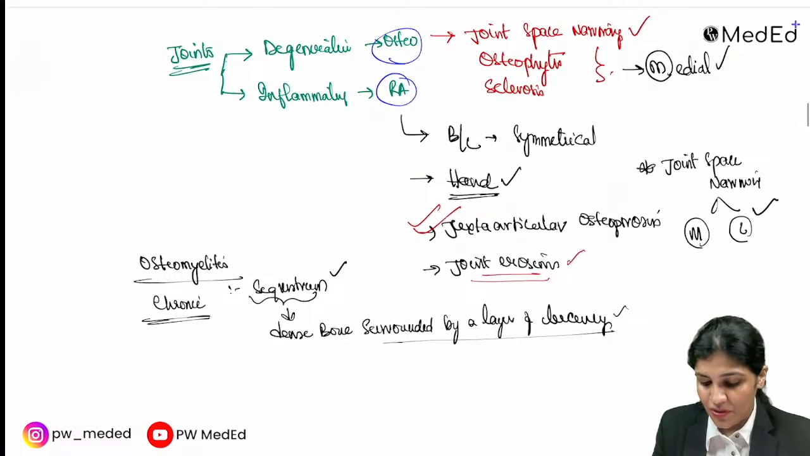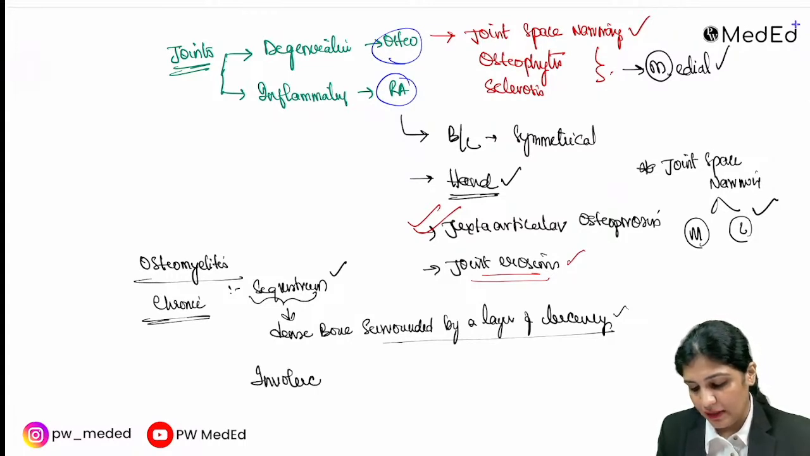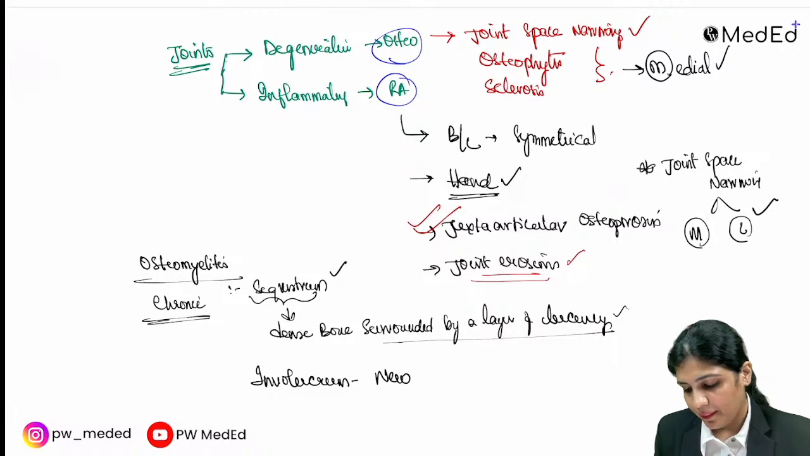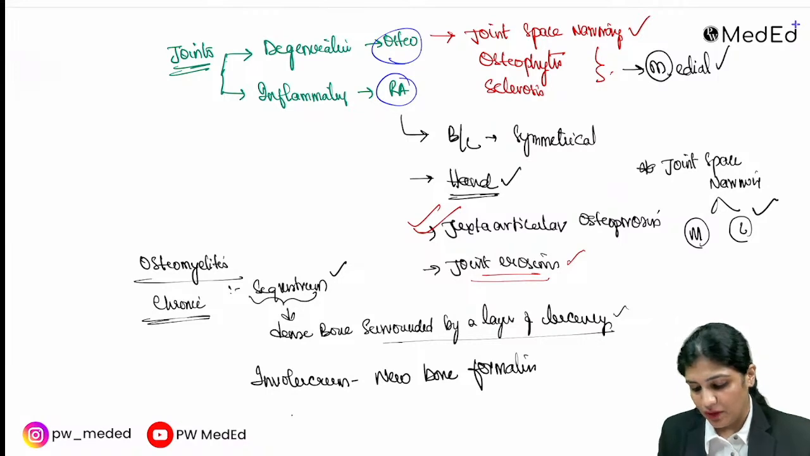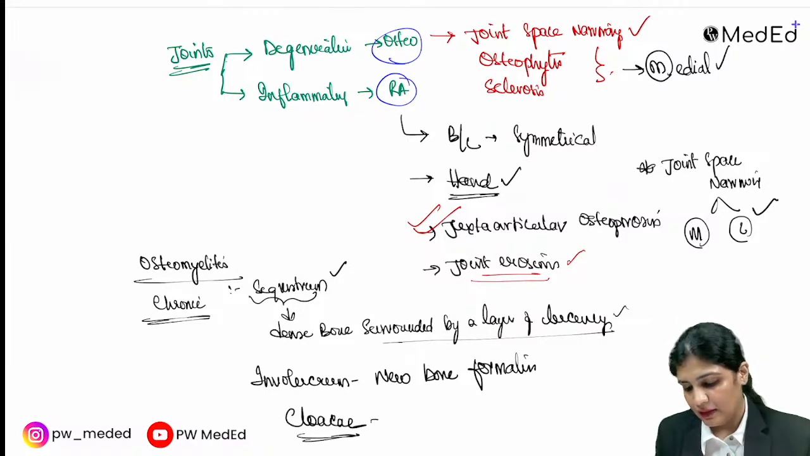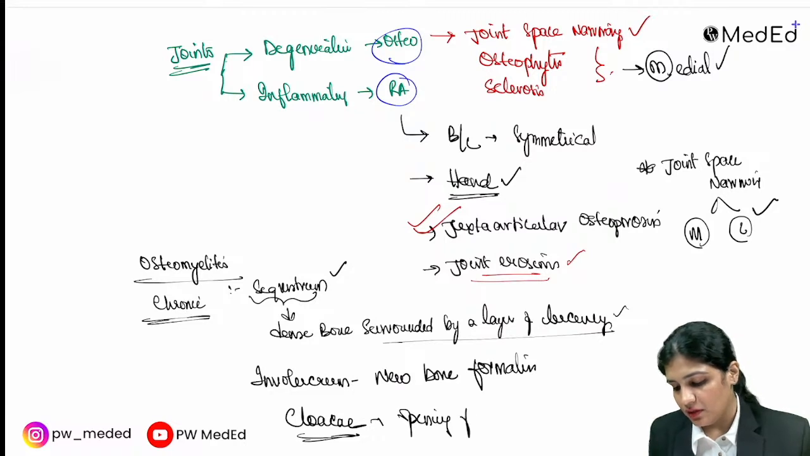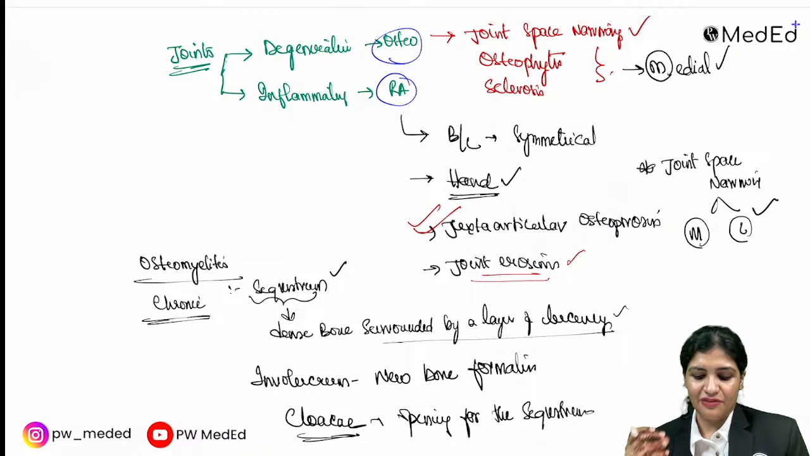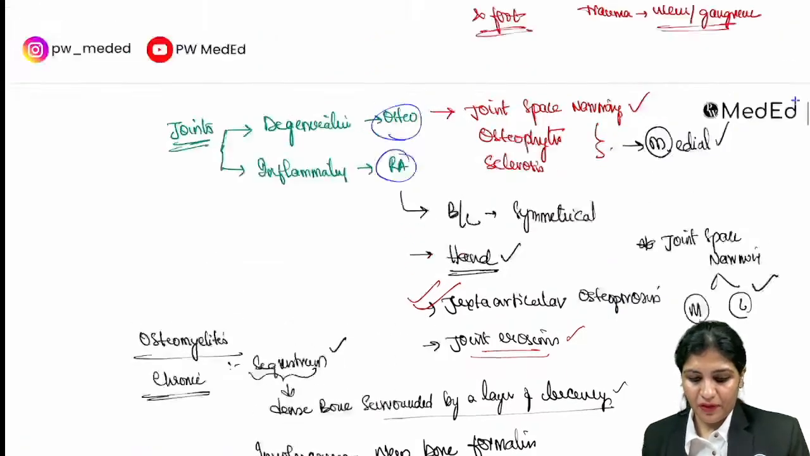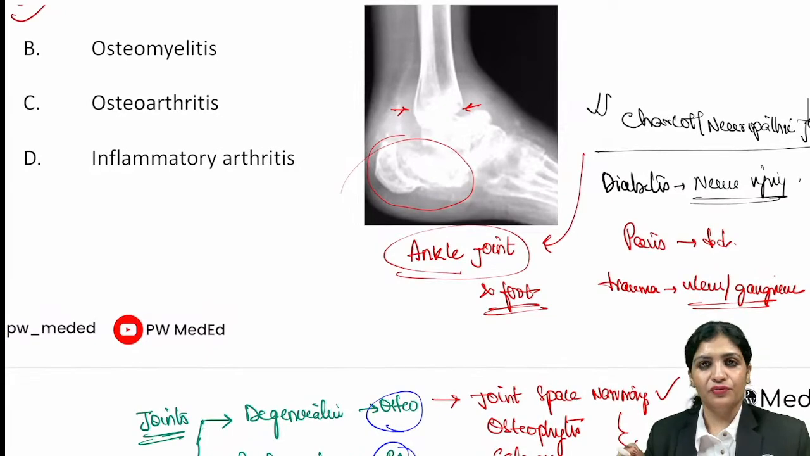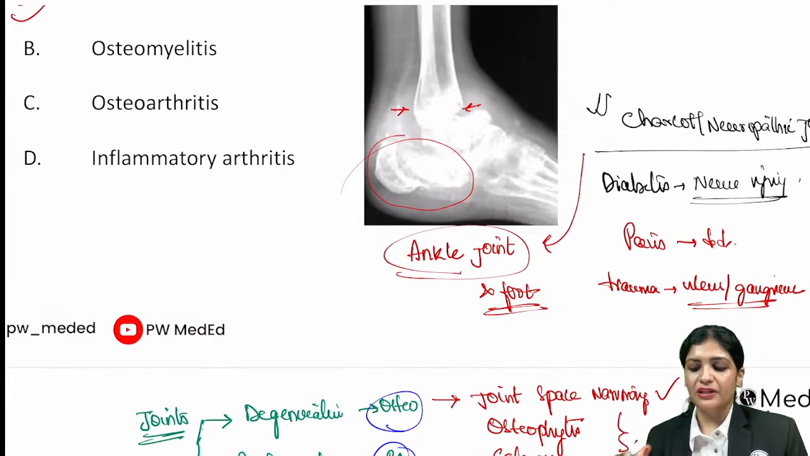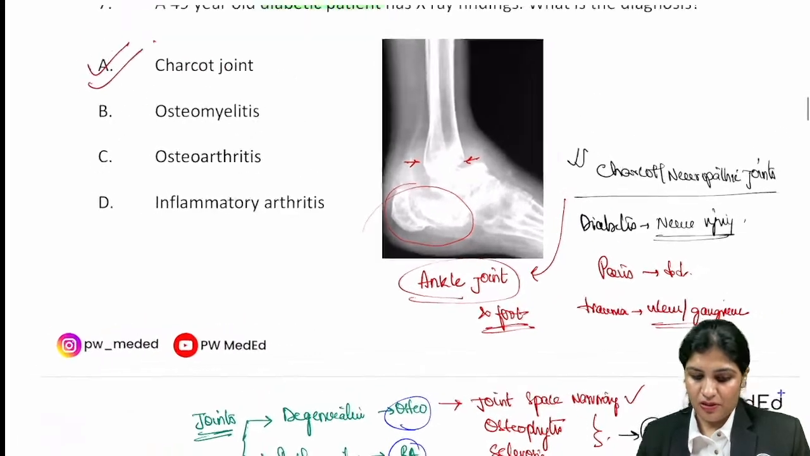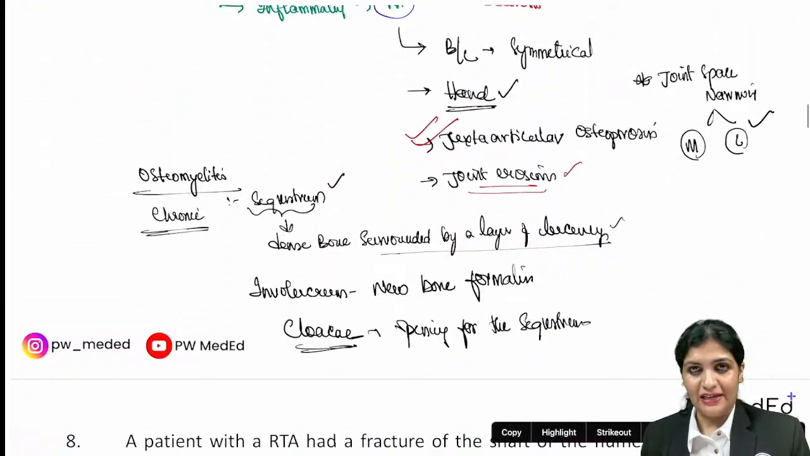So then you can see a sequestrum, then you see involucrum, which is again a new bone formation in case of chronic osteomyelitis. And sometimes you can see what is called the cloaca, the opening for the sequestrum to drain, right? So these are the classical chronic osteomyelitis X-ray findings. And here if you see, there is a destruction of the bone. This bony destruction will usually tell you about the Charcot joint, right? So that is about the joint and their X-ray findings.